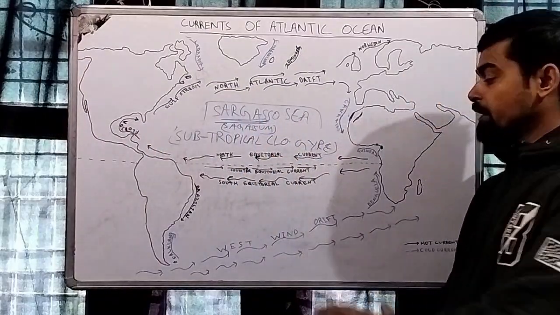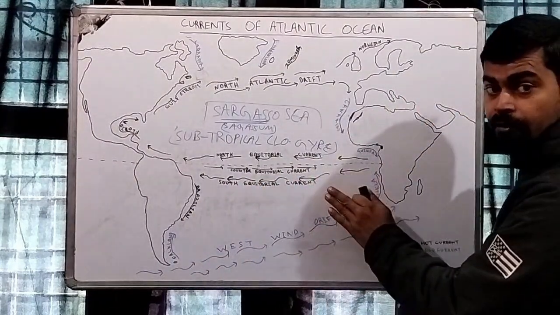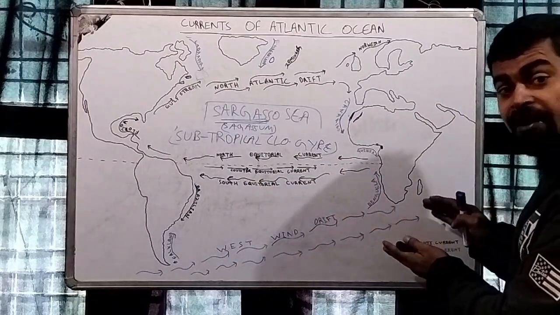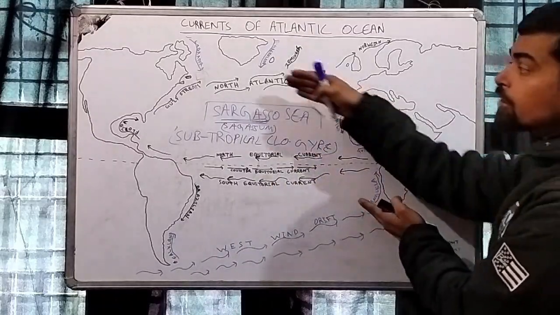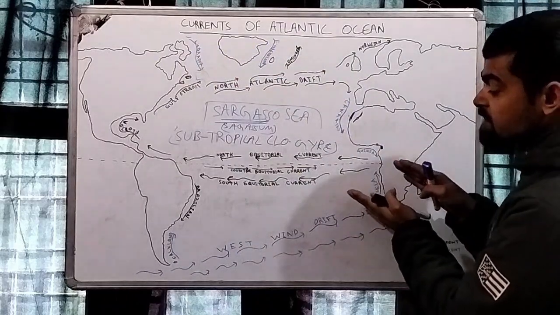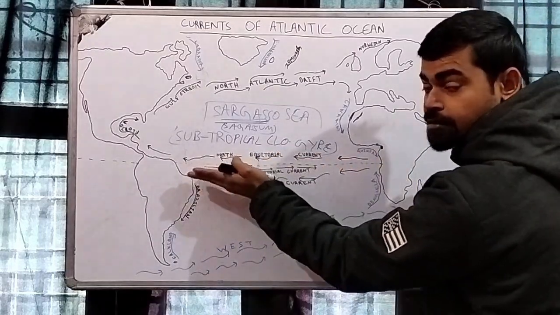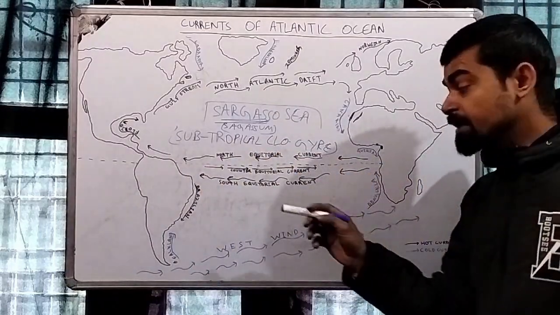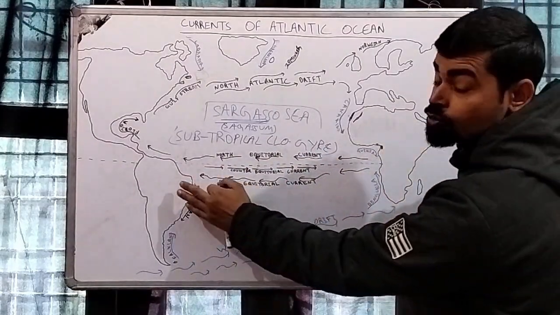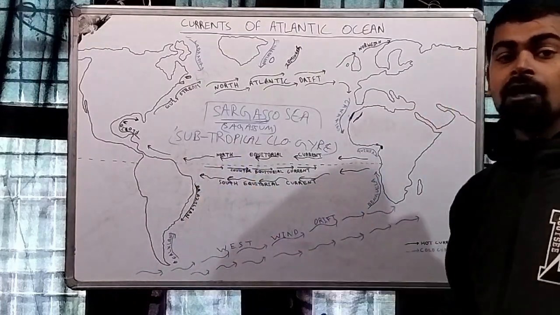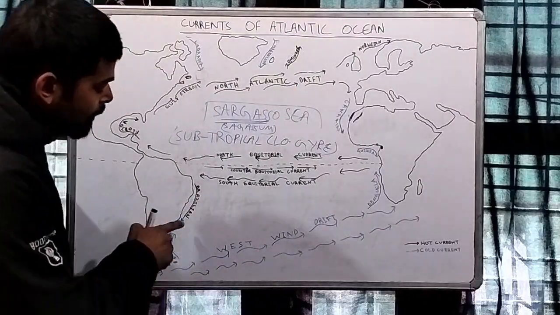Now let us look into the currents of the South Atlantic Ocean. To the south of the equator, there are southeast trade winds converging near the equator, blowing from southeast to northwest. These trade winds drag the currents of the water bodies towards the west along with them, to the south of the equator, and it is known as the South Equatorial warm current. After this current reaches the coast of Brazil, it moves southward along the coast of Brazil, and here it is known as the Brazilian warm current.